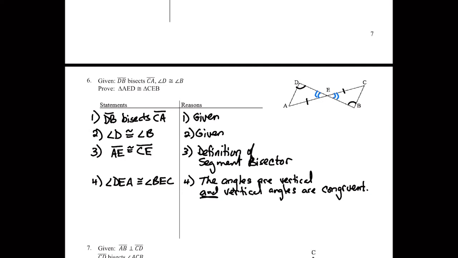Now I have two angles and a side, but that side is not included between the two angles. That's the definition. Well, everything's a definition, right? That is a case in point of the AAS axiom. So triangle AED would be congruent to triangle CEB. And that's the AAS axiom.